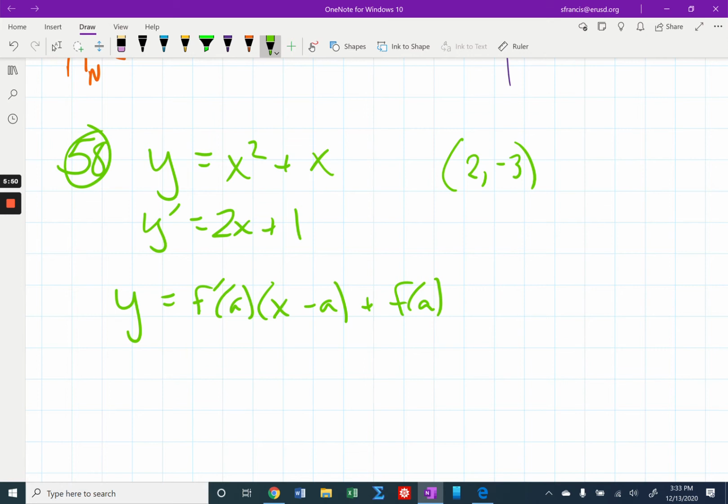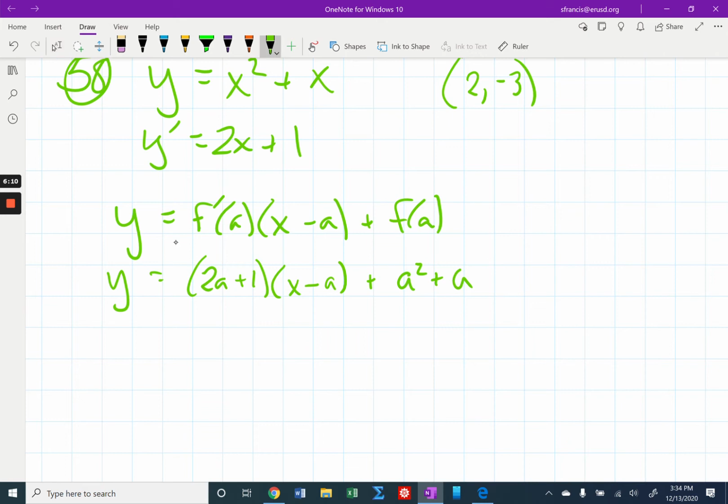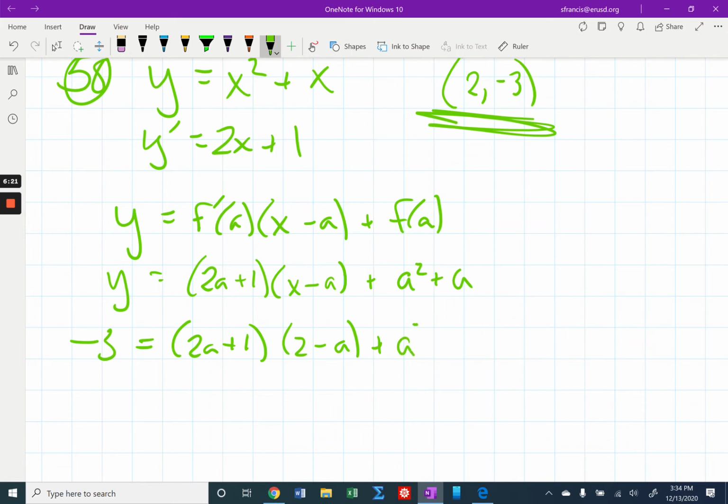What we do is we're going to write the equation of the tangent line, and we did this in our notes. We're going to write it in terms of a, because I don't know what a is. So f prime of a, plug in a here, f of a, plug in a here. And then we're going to solve for a, but I need to get rid of the x and the y. I know it goes through this point over here, so I'm going to plug in -3 for y, and we're going to plug in 2 for x. And then you're going to solve that for a. When you solve that for a, that's not the answer to the question, okay?